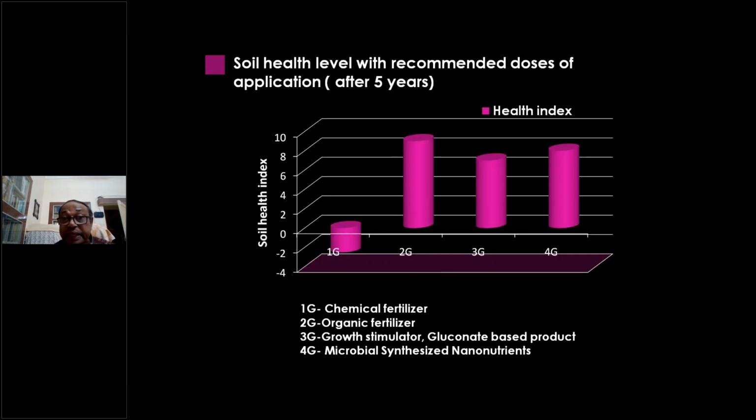Again, if you look at the soil health index, another very important criterion, you see with chemical fertilizer, after 5 years of continuous application, soil health is reducing like anything. In case of organic fertilizer, you can get good maintenance of soil health. In case of growth stimulator, the soil health is also improving. And in case of microbial synthesized nano fertilizer, the soil health is maintained very well. So you can maintain the soil health also. There is no confusion: you maintain the soil health, you are getting good yield and everything.